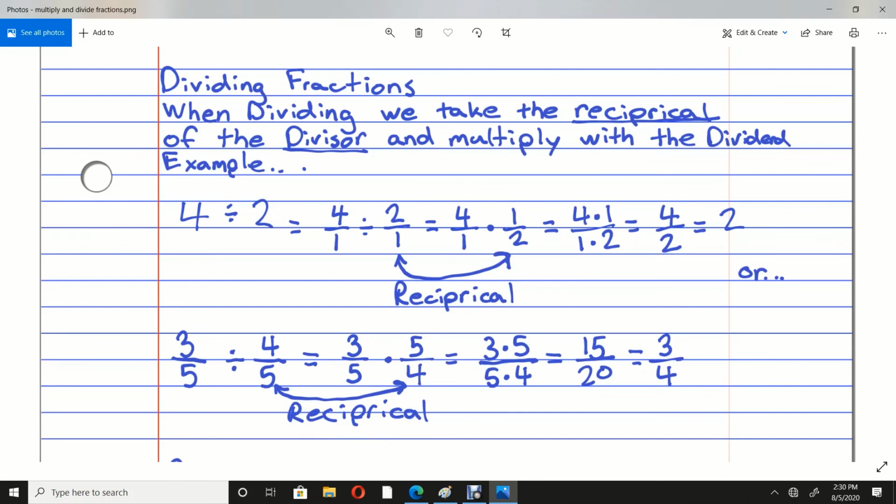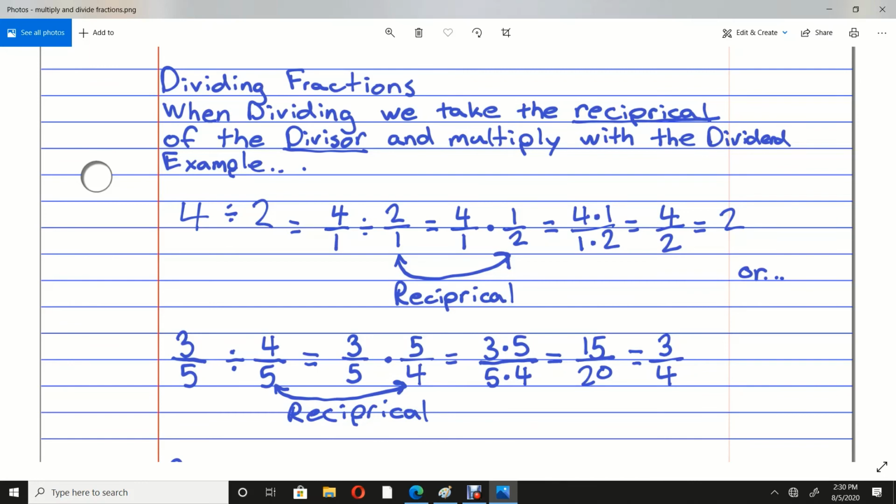Remember that is multiplication. So we multiply numerators times numerators. 4 times 1, 4. 1 times 2, which is 2. So we get a fraction as 4 over 2. Well, we know that's just a division problem. 4 divided by 2 is 2, right? So 2 is equal to 4 over 2. So it's just another way to write it.